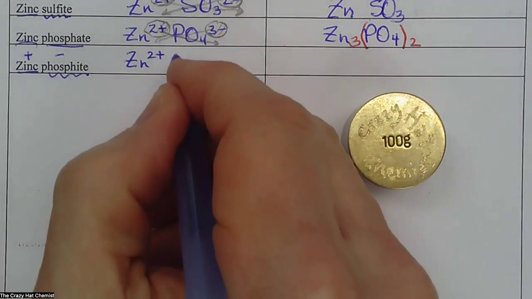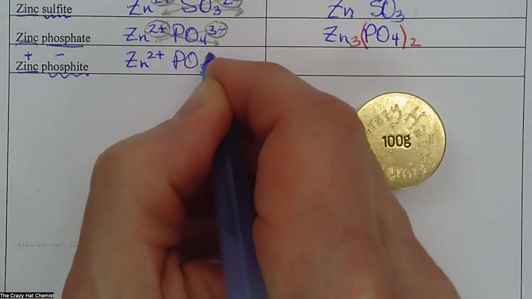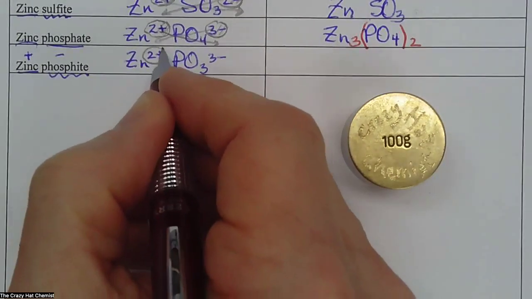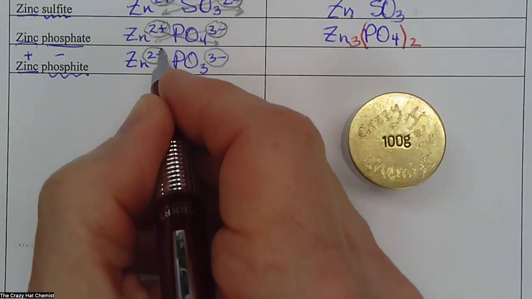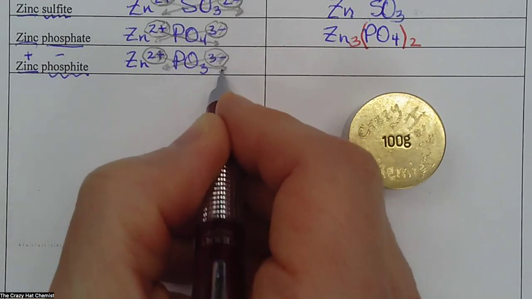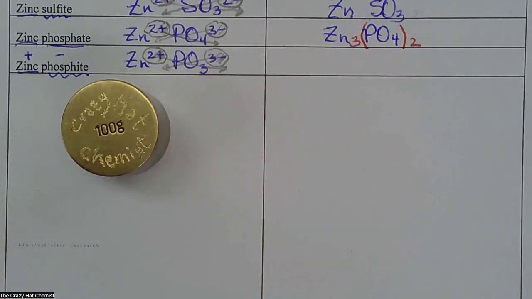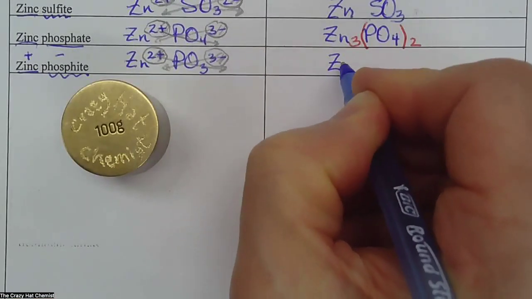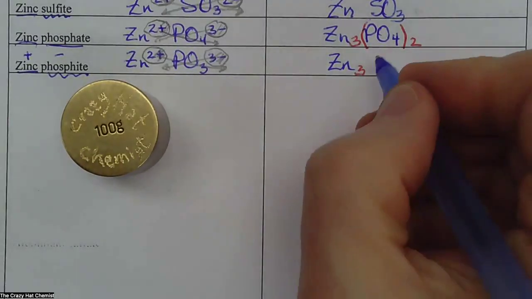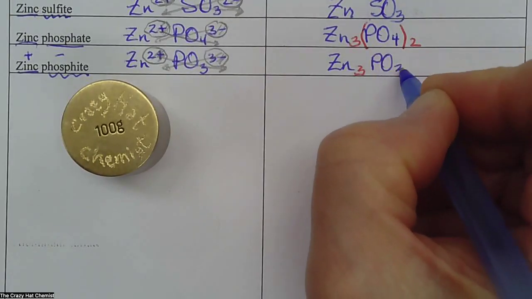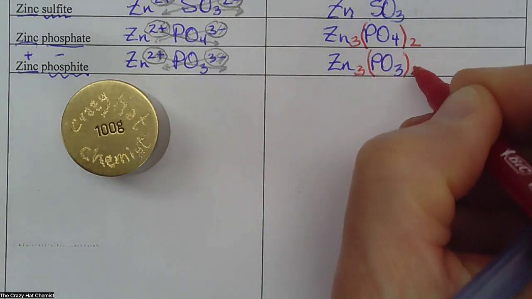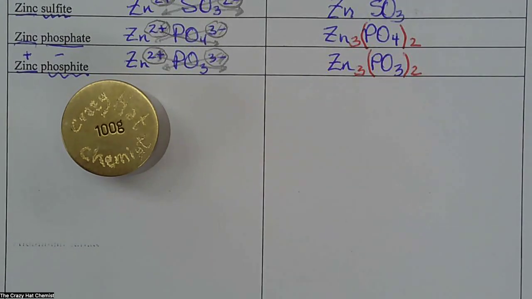PO3 3 minus. Perfect. I'm going to take the cationic charge, circle it, the anionic charge, circle it, and cross out the plus, cross out the minus. Take the bull by the horn, flip, bring it down. And what will be the formula I will get? I will get Zn, a subscript 3, phosphite, that's PO3, and then a parentheses and a 2. Perfect.